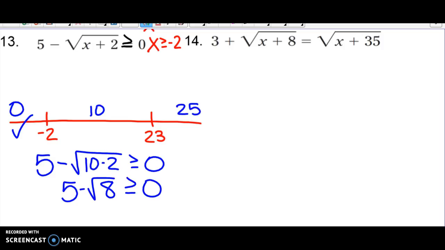I think that's still greater than or equal to 0, right? Because the square root of 8 is just 2 point something. So that's going to work.